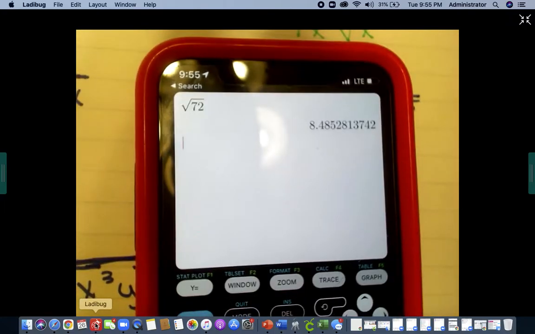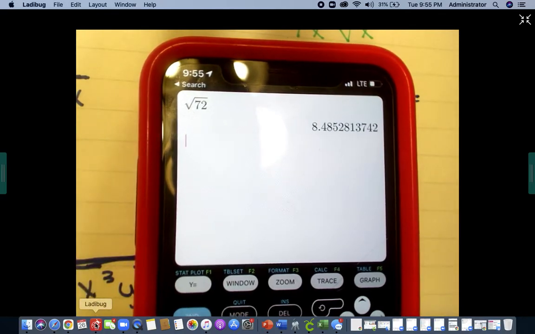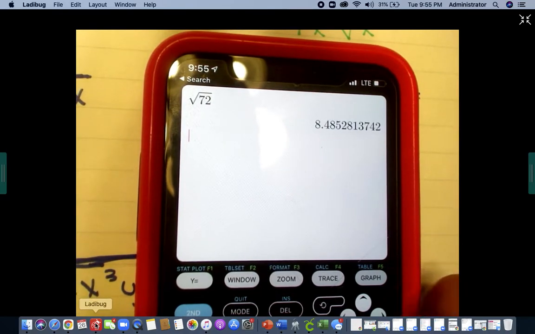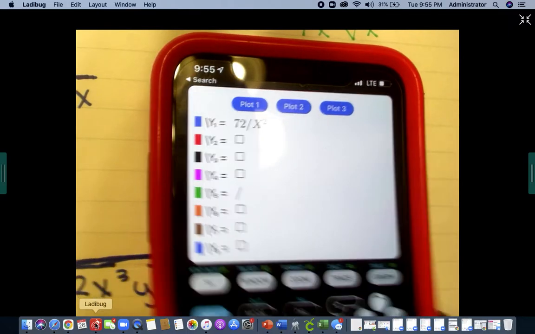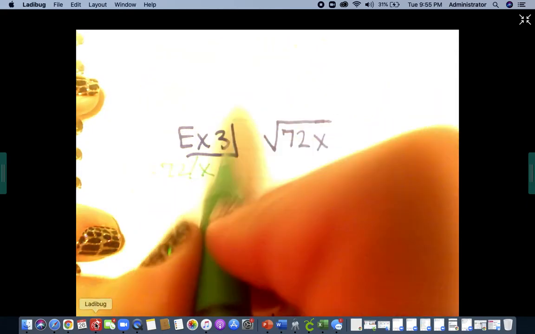So we can tell by looking at the decimal that this is an irrational number. It's not a perfect square. So therefore, we want to use the method we learned in the prior lesson, which is to go to y equals, type in our radicand, and divide by x squared. So again, I'm just going to write this over here to the side, example 3. I go to y equals, and I'm typing in 72 divided by x squared.